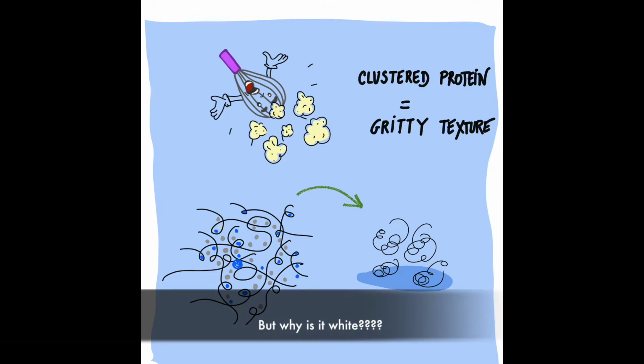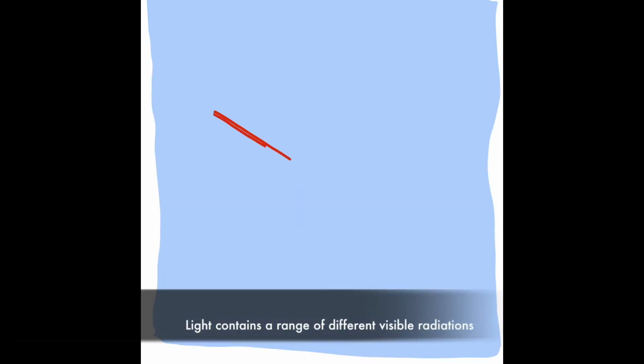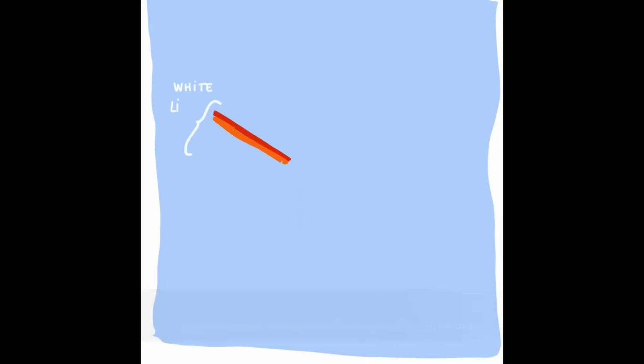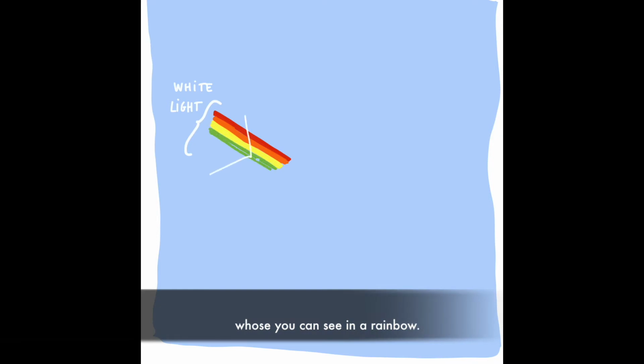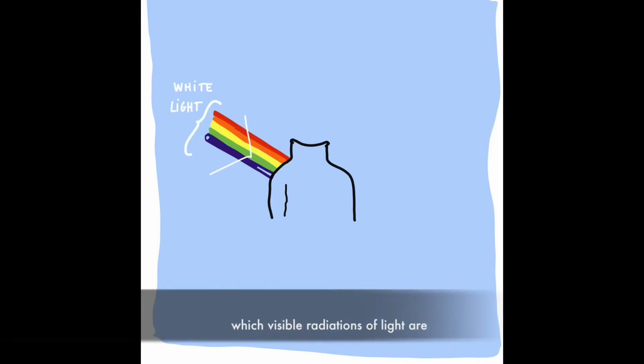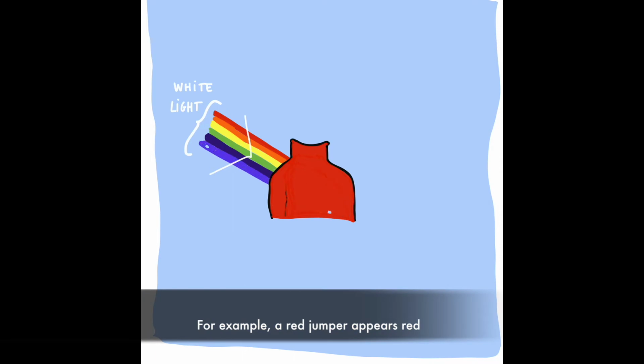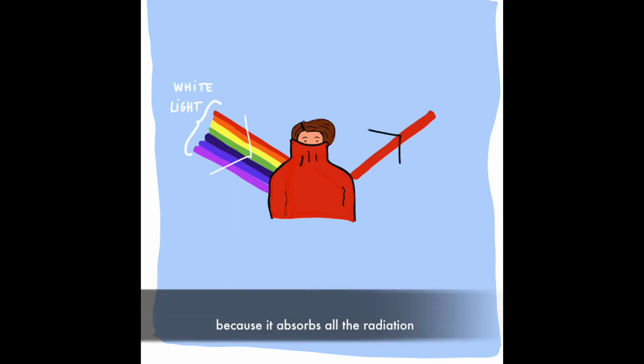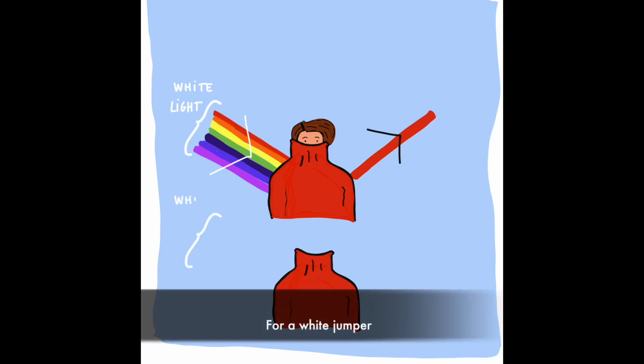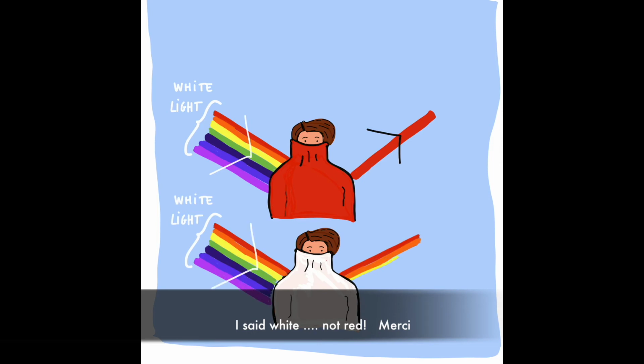But why is it white? Light contains a range of different visible radiation, those you can see in a rainbow. The color of an object depends on which visible radiation of light are reflected, transmitted, or absorbed. For example, a red jumper appears red because it's absorbed all the radiations except the red that is reflected. For a white jumper, I said white, not red, merci, all the radiation is reflected.